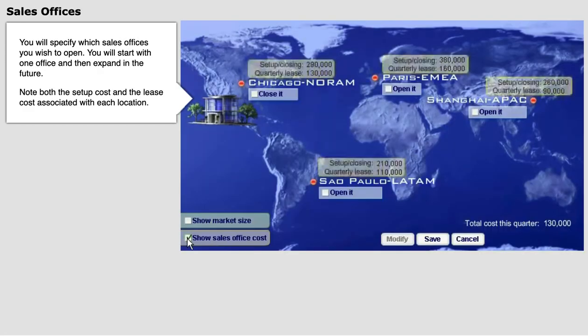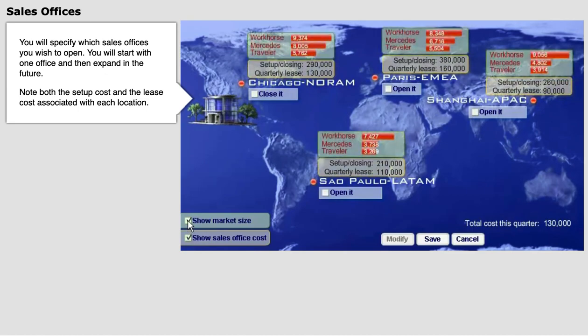You will specify which sales offices you wish to open. You will start with one office and then expand in the future. Note both the startup cost and the lease costs associated with each location.